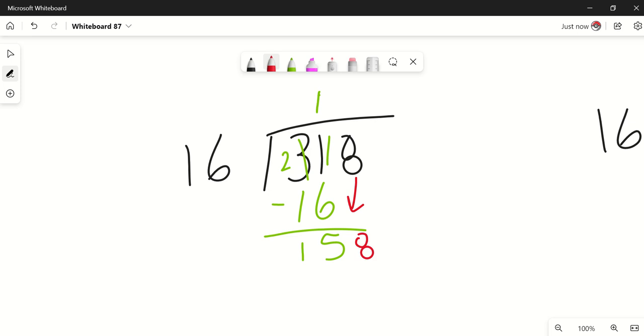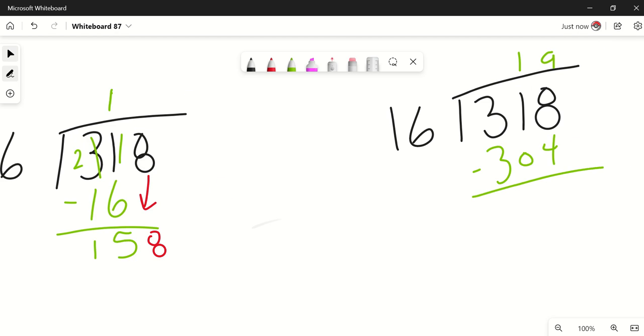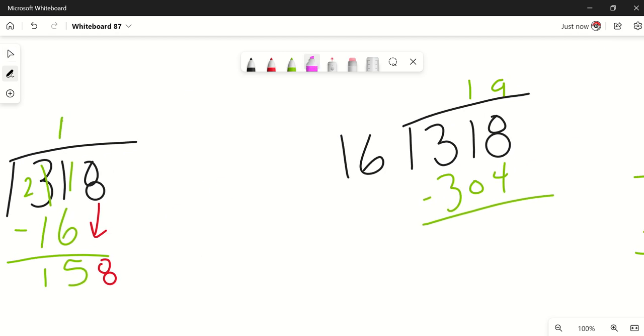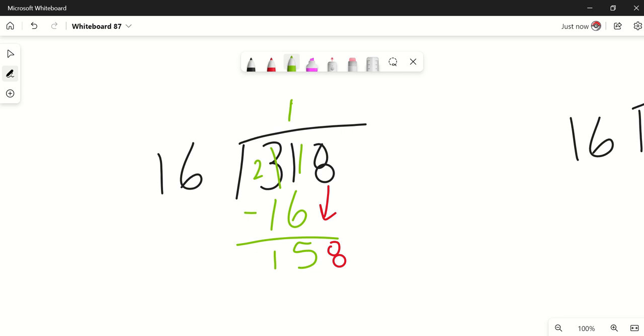I'm going to use my previous knowledge to know that it's going to go in 9 times, because this is what I did over here. So I feel foolish, but it is what it is. It happens. We all make mistakes. Even your math teacher makes mistakes.